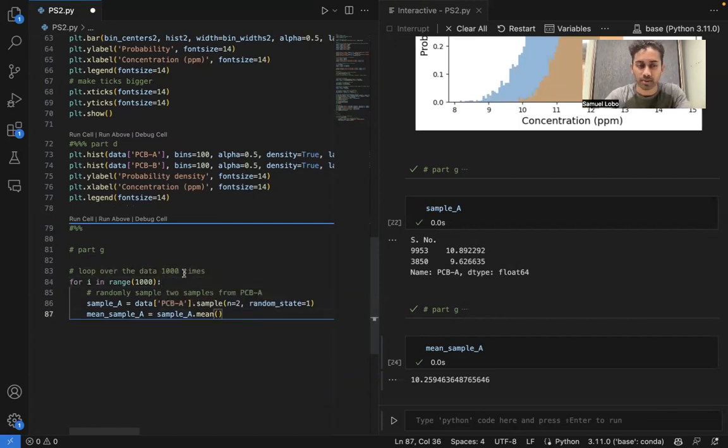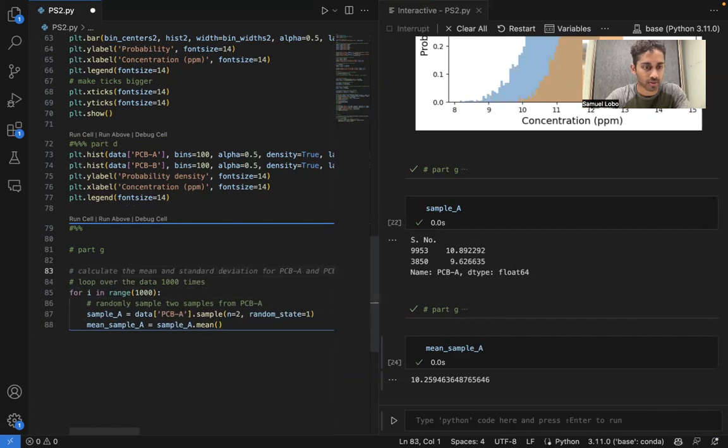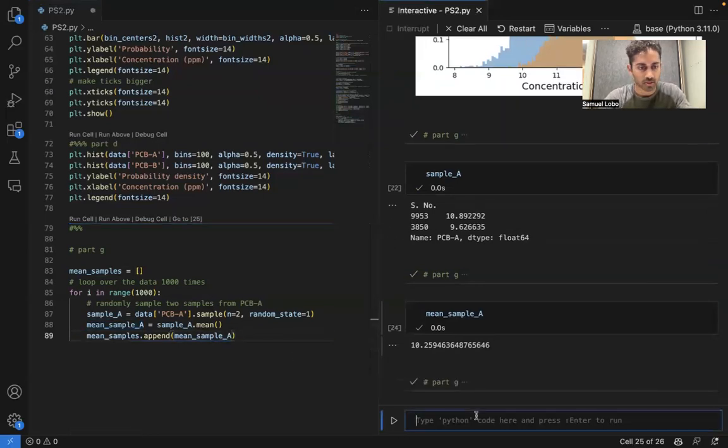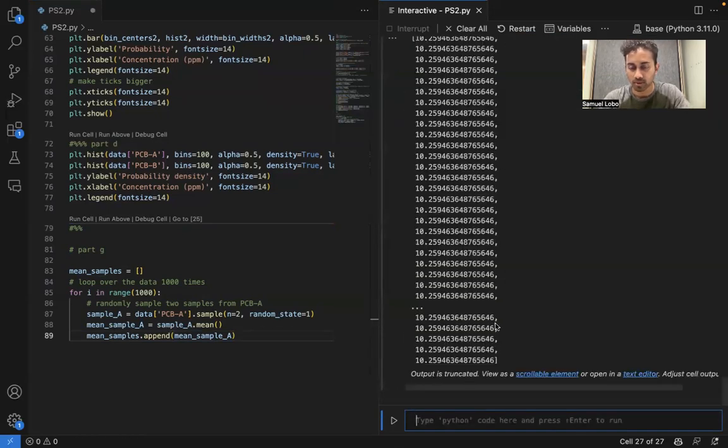And then I want to store these. Generally, if you want to store things, you'd initialize it. So I could say mean samples is an empty list. And every time I randomly sample and calculate the mean, I want to add to this mean samples list. Okay, so let me run that, and it finished in no time at all. And if I type mean samples, then I can get all of these values.